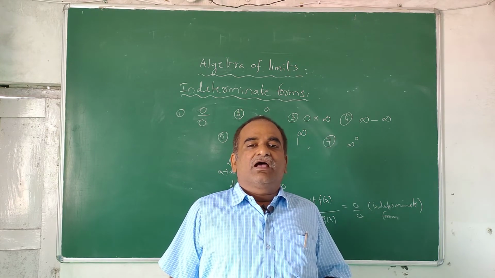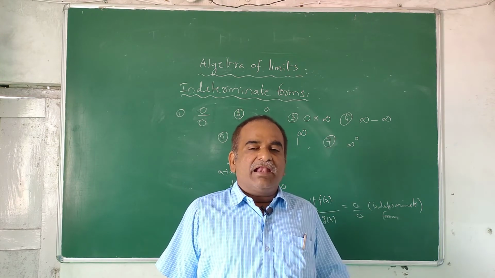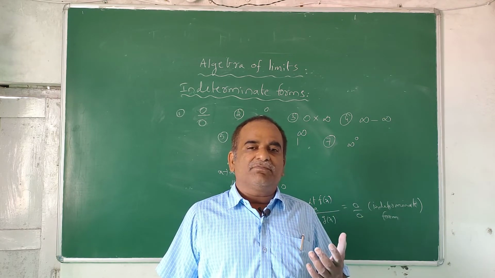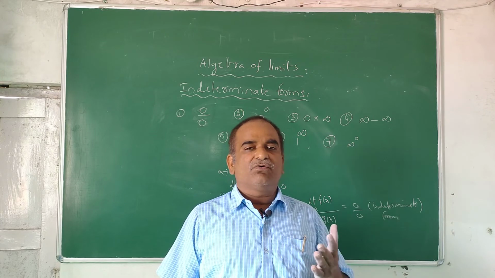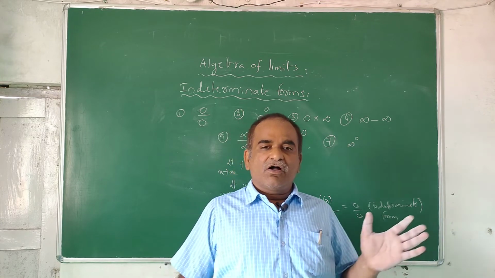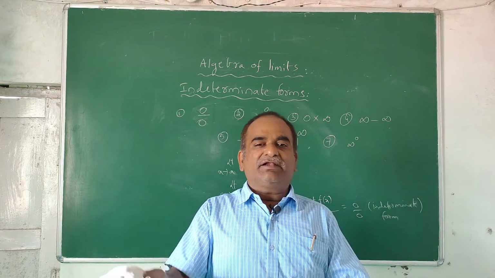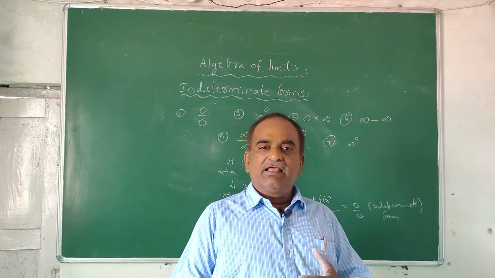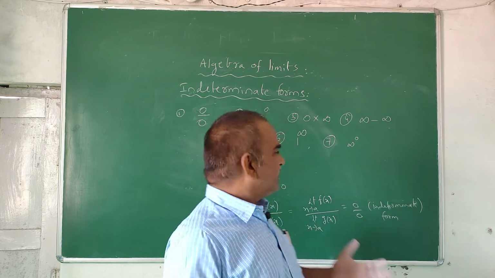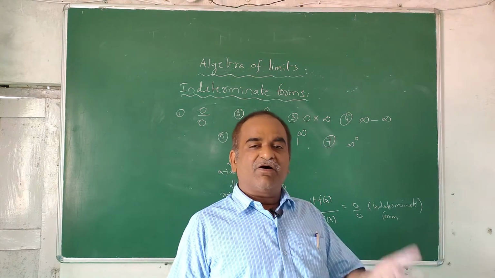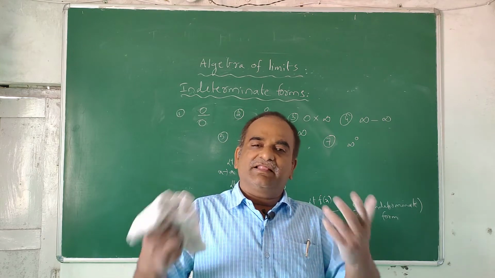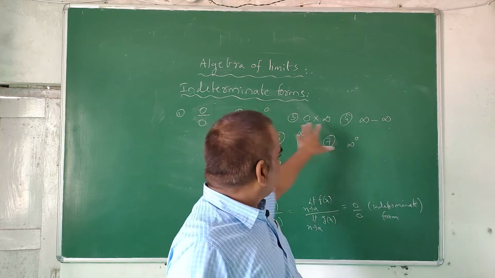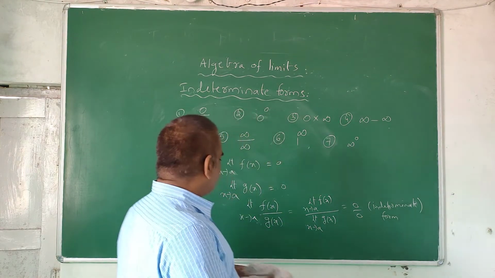So evaluating the limits of the form 0 by 0 belongs to one set of problems. Next, evaluating the limits which take the indeterminate form 0 power 0 goes to another set of problems. Like that, we have to do 7 sets of problems now. Coming to the first set.